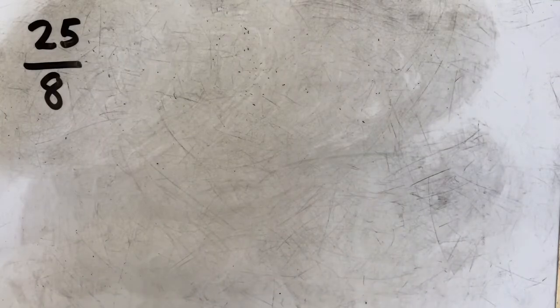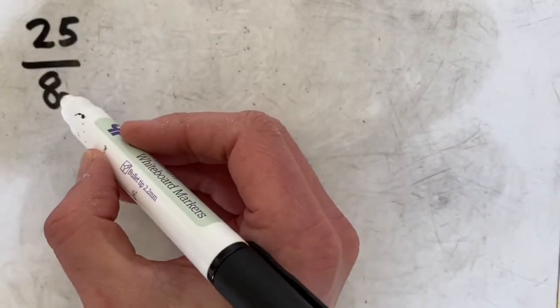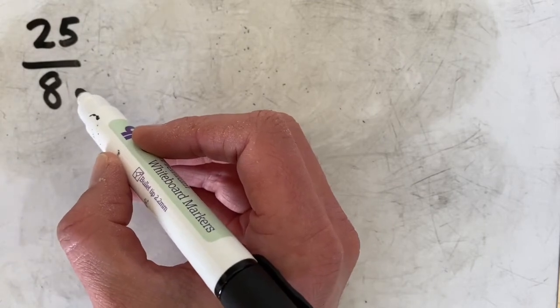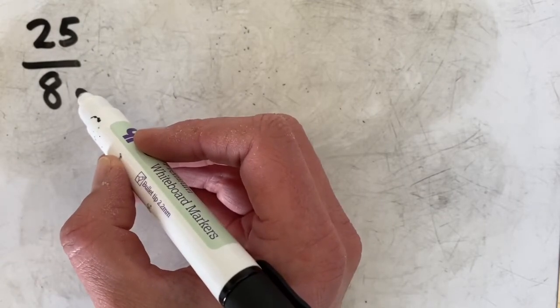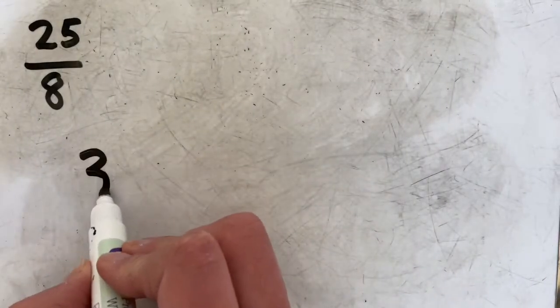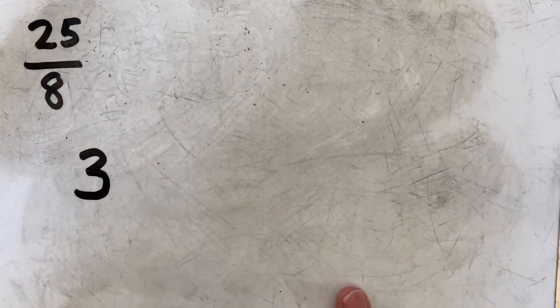One more for good luck. 25/8 as a mixed fraction. So we count up in eighths. 1/8 is 8, 2/8 is 16, 3/8 is 24. So we know that 3/8 go into 25. What is left over from 24 if we count up to 25?